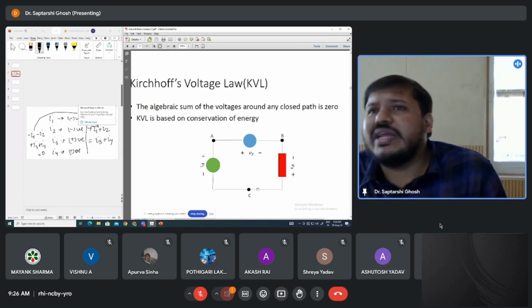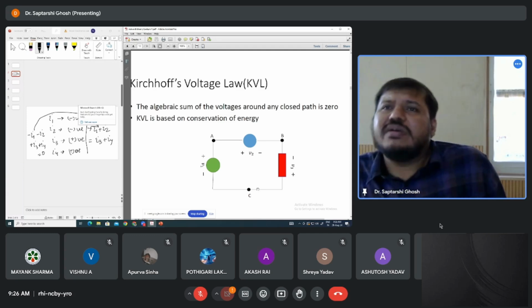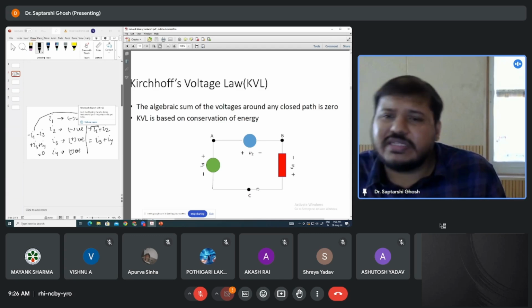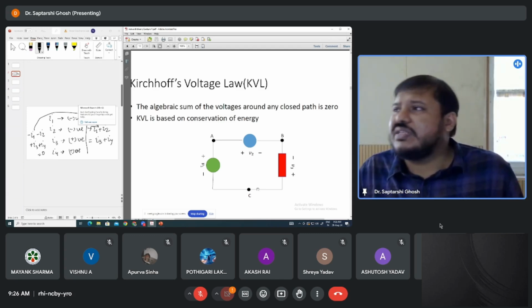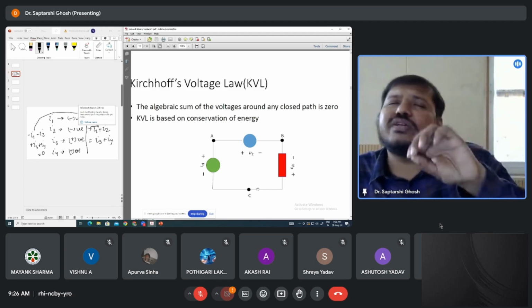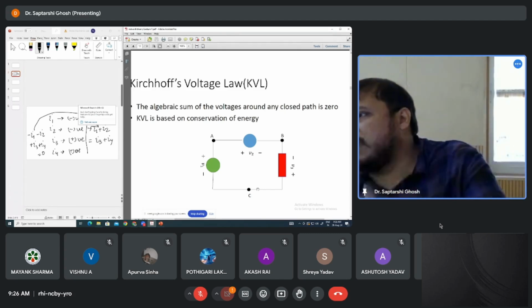Okay, the total energy that is given out and the total energy that is absorbed should remain the same inside this closed path. So that is the conservation of energy. KCL is conservation of charge, because the node cannot store any charge. So whatever charges were coming in should be going out.